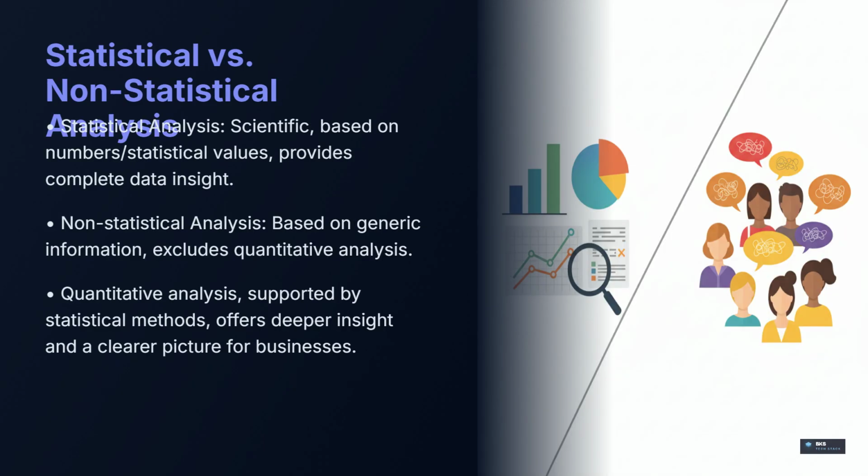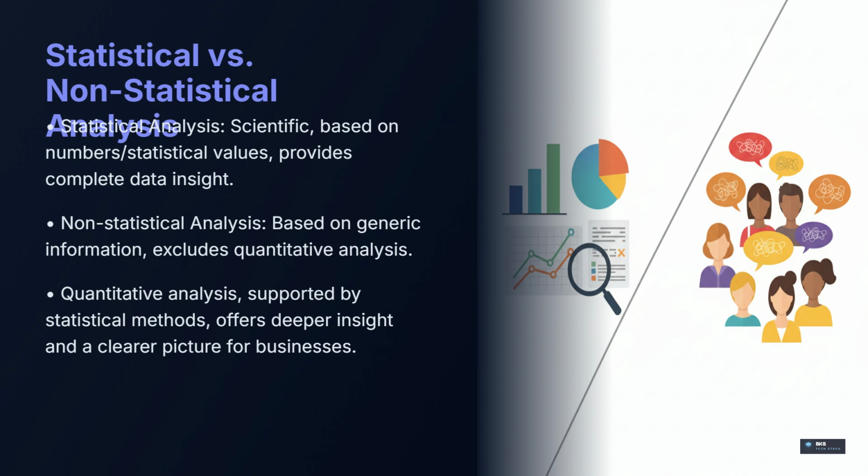Now, it's crucial to understand the distinction between statistical and non-statistical analysis. Statistical analysis is inherently scientific. It's grounded in empirical data, relying on numbers, statistical values, and mathematical rigor. Its primary strength lies in its ability to provide a comprehensive and quantitative insight into the data, allowing us to measure, test, and validate hypotheses.